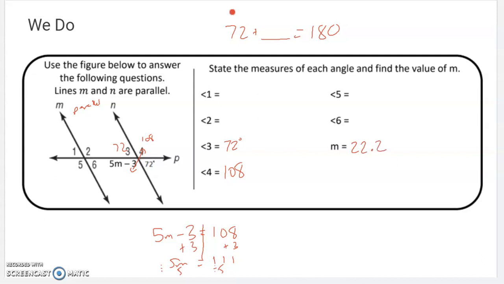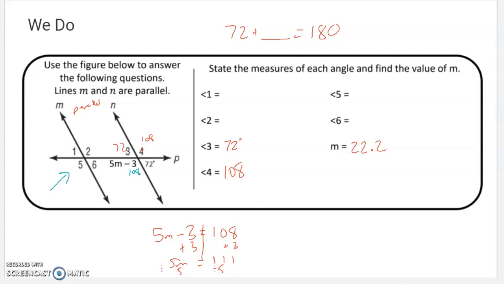is m. Now remember, that doesn't mean that's a 22-degree angle. It means m is 22. We already know the measurement of that whole angle has to be 108 because it's vertical from here. That's an easy thing to confuse. So that's all the stuff here, but look at this.